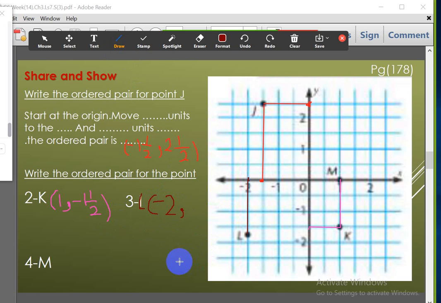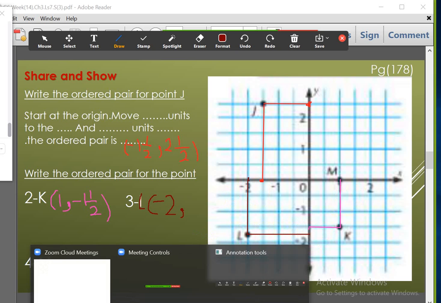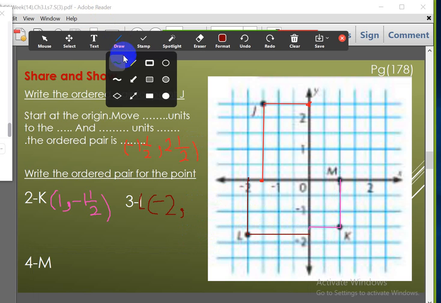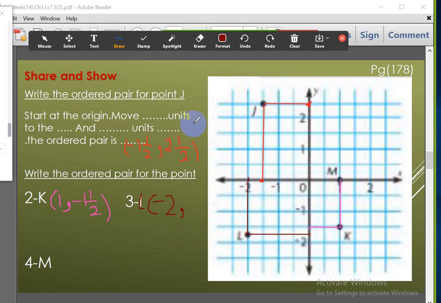What about the y? To find the y, I have to take a horizontal line from the point, and it will cross the y-axis on a point. This is the point.